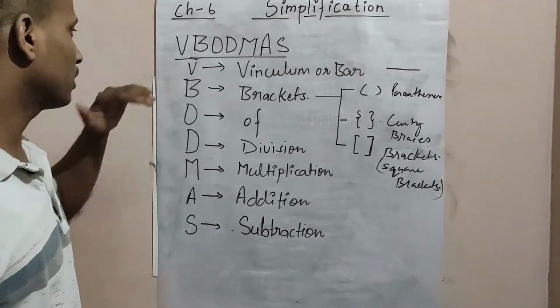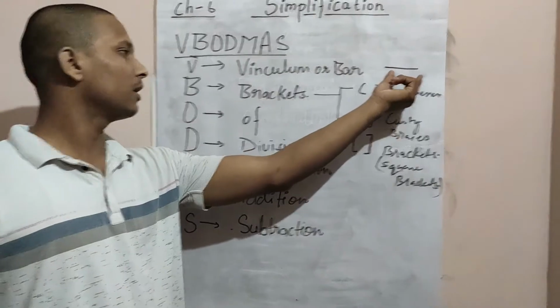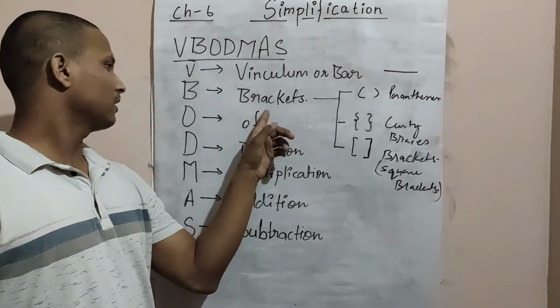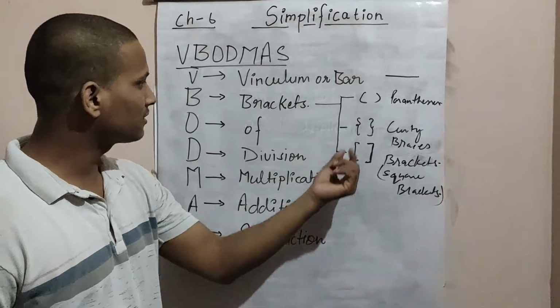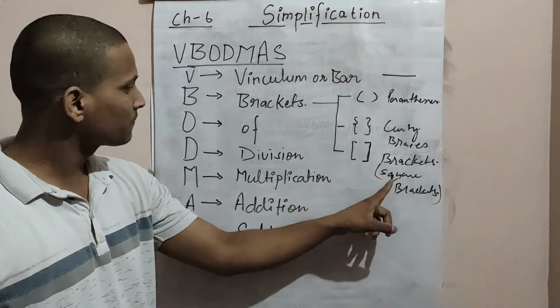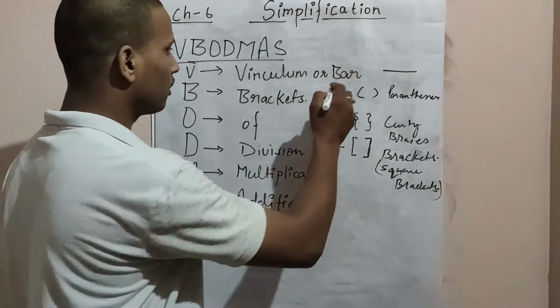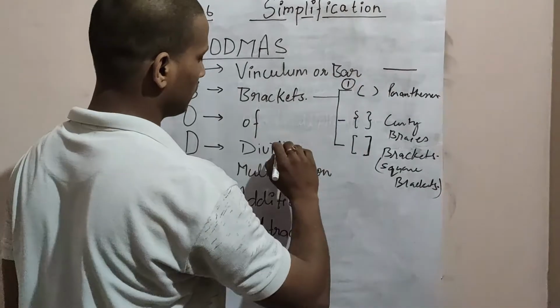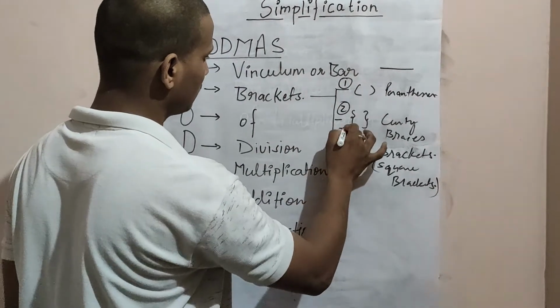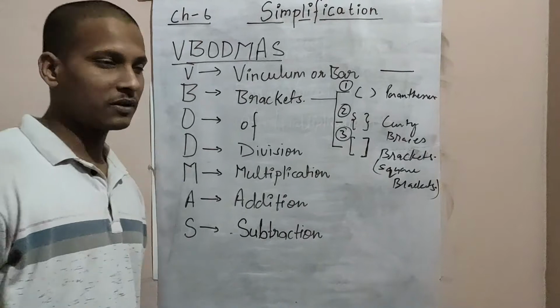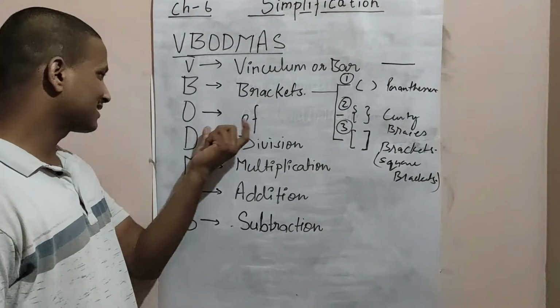These are the steps we follow. First we need to follow the bar or vinculum. Then next is brackets. The three types of brackets are parenthesis, curly braces, and square brackets. This is the order. First we need to solve parenthesis, then second curly braces, then third the big bracket or square bracket, or brackets simply.